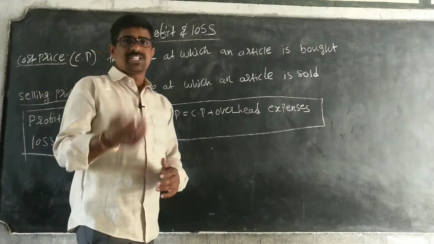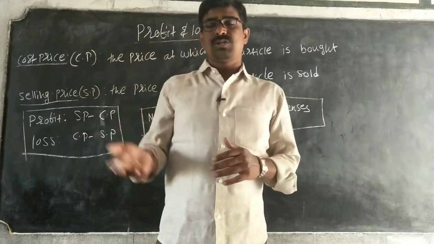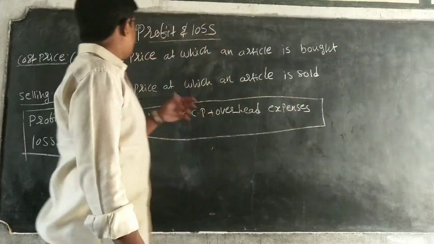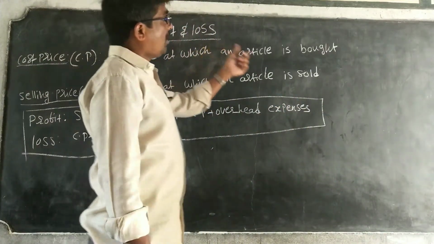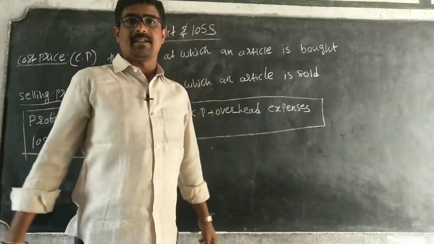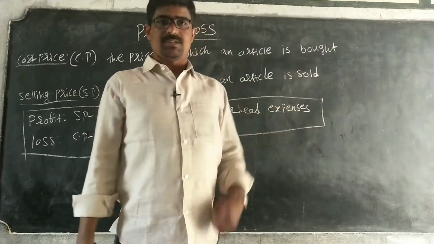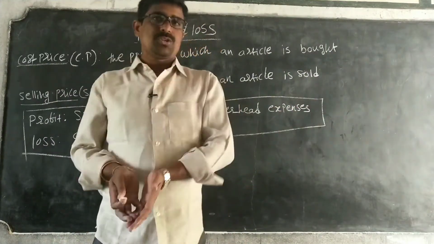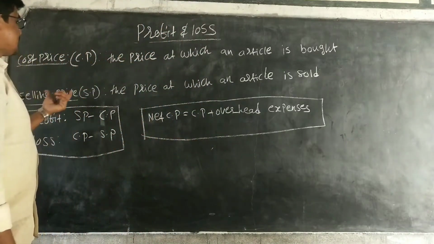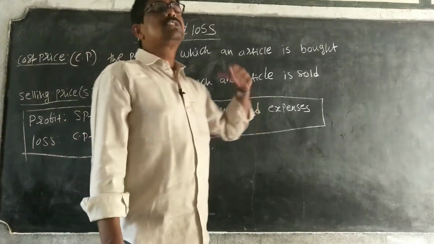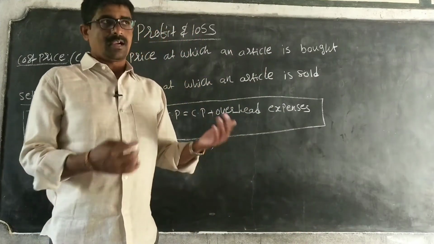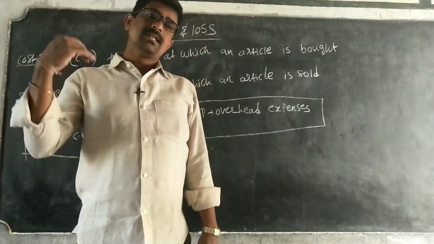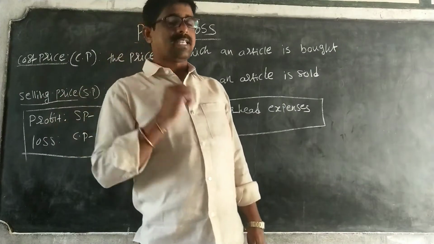For example, a shopkeeper sells some goods, but before selling, he purchased them somewhere. So the price at which an article is bought is called cost price. Then after he sold, what is the selling price? The price at which an article is sold. Cost price means the shopkeeper buys somewhere, and when he sells again, that is called selling price.